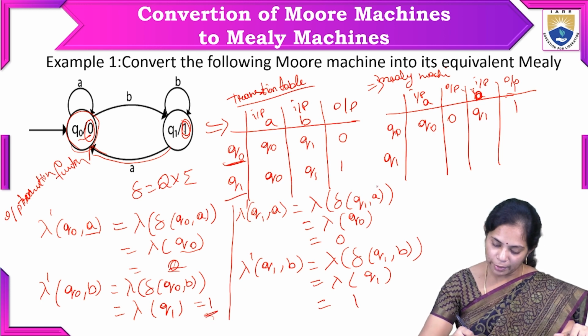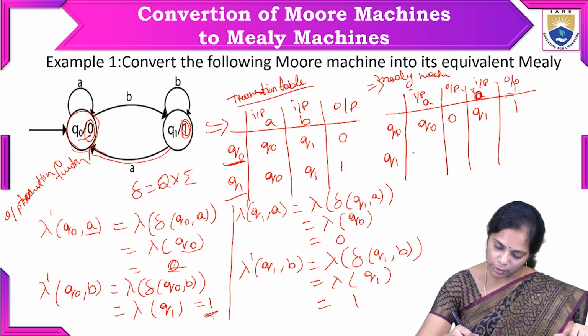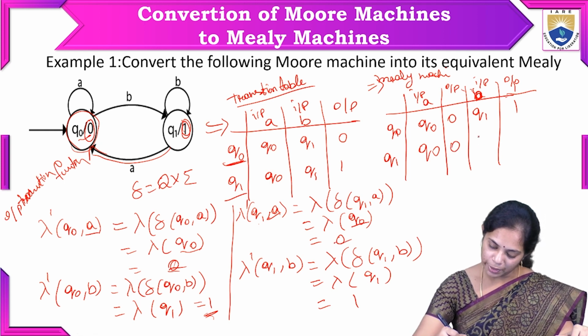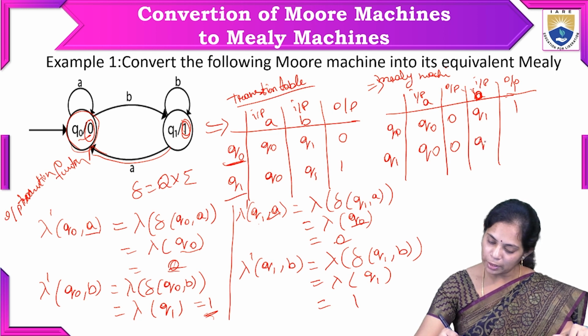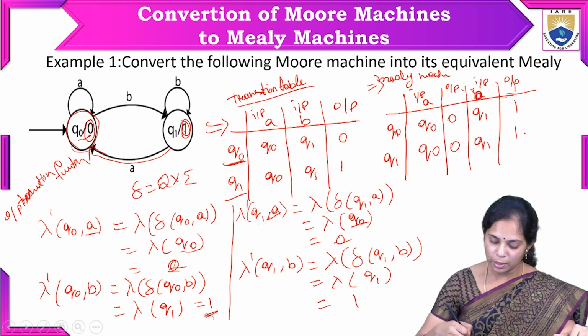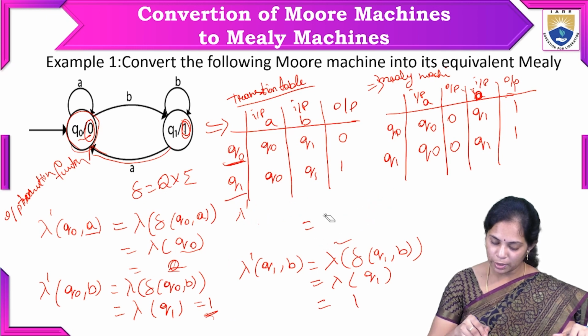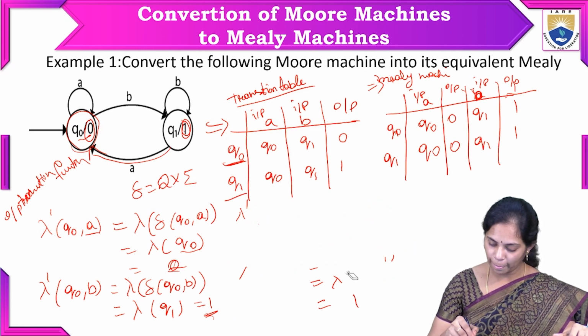1. And from Q1, with A as an input symbol, it goes to Q0 and has the output 0. And from Q1 with input symbol B, it goes to Q1 and has 1. So same thing, let's draw this transition table as a transition diagram. We will get the Mealy machine.